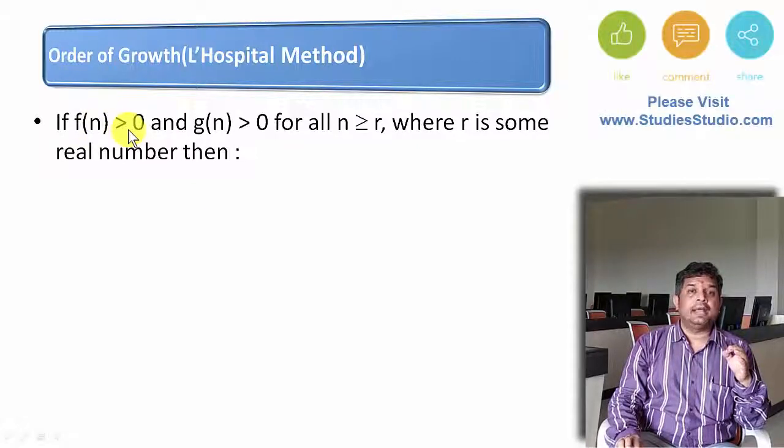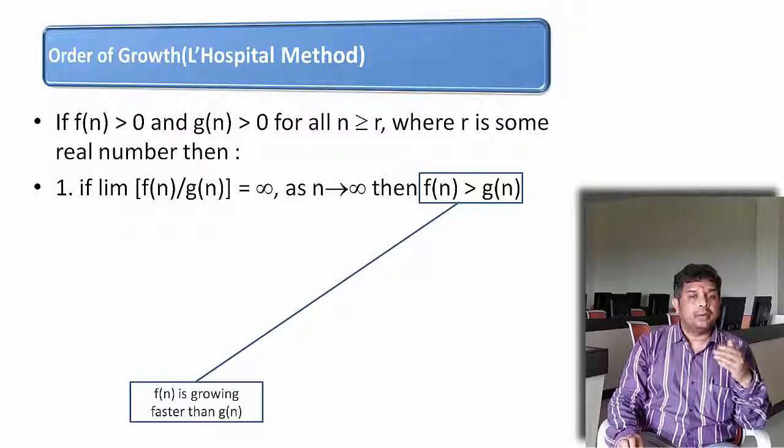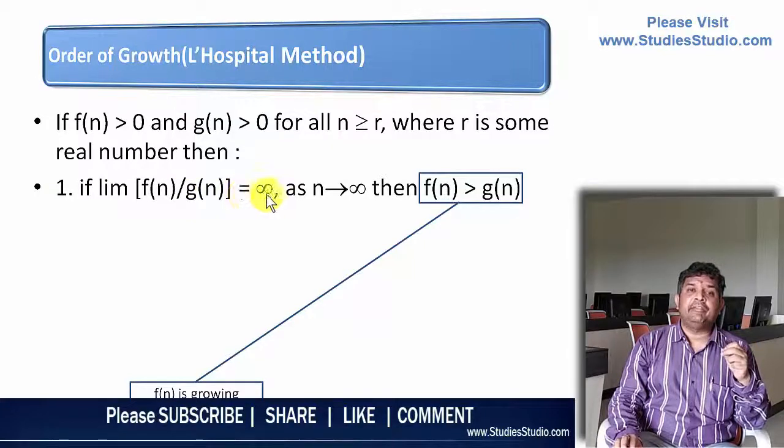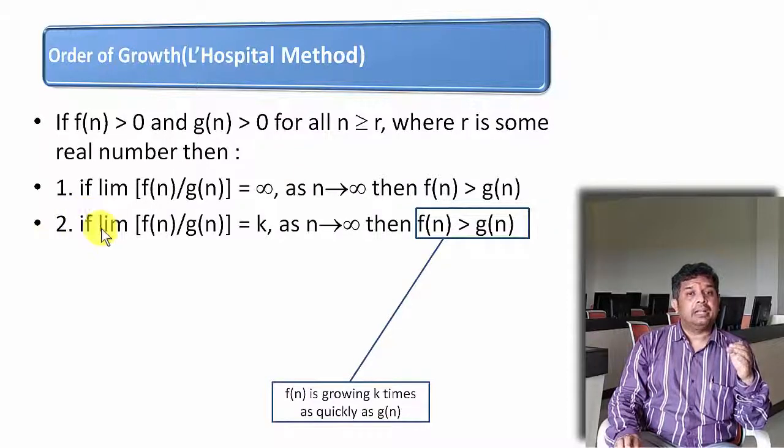If f(n) is greater than 0 and g(n) is greater than 0 for all n greater than equal to r, where r is some real number, then these are the rules that we need to apply. If limit f(n) by g(n) equal to infinity as n tends to infinity, then we'll say f(n) is greater than g(n). It means f(n) grows faster than g(n). The second rule is if limit f(n) by g(n) equal to k, some constant value, as n tends to infinity, then we'll say f(n) is greater than g(n). It means f(n) grows k times quickly as g(n).